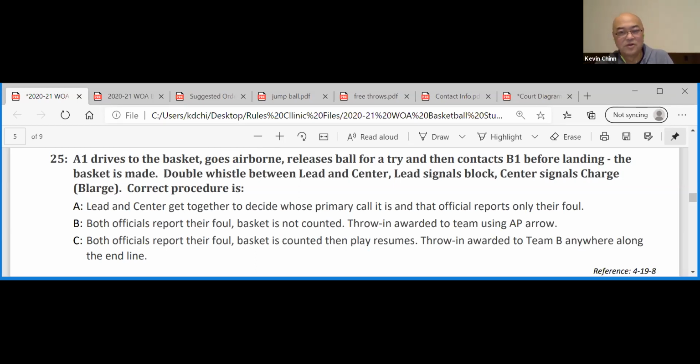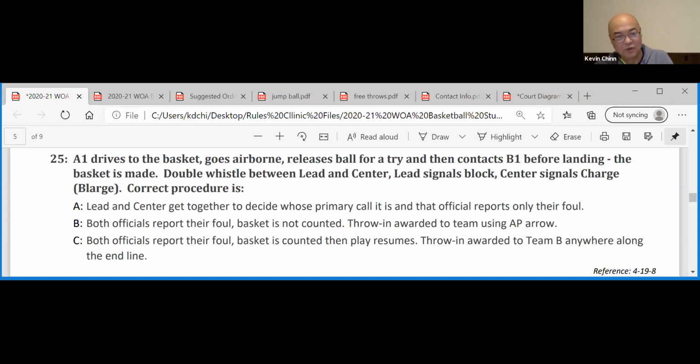All right. And also, because the center calls a charge, excuse me, the lead calls a block, B1 gets a foul. And in a normal case, you would get a shot. But because this is a double personal foul, the rule is we count the basket, we don't shoot free throws, we get both fouls on A and B, and then B gets the ball on the end line, he can run because we awarded the basket to A.